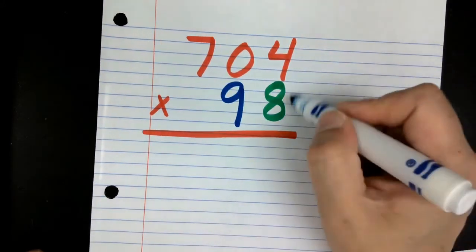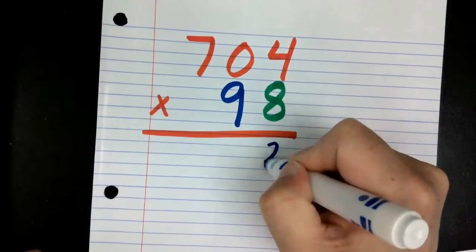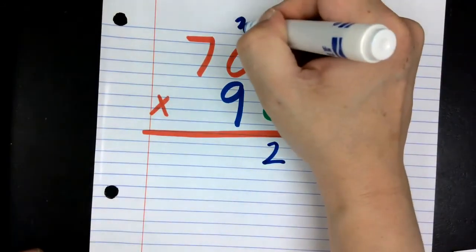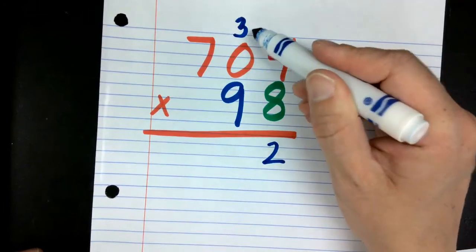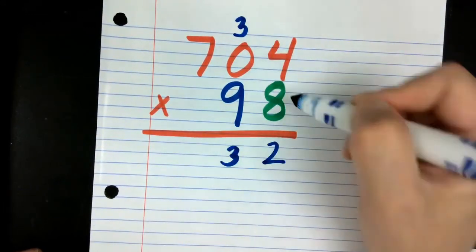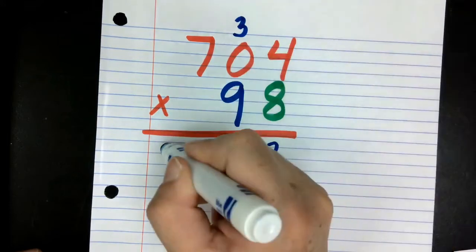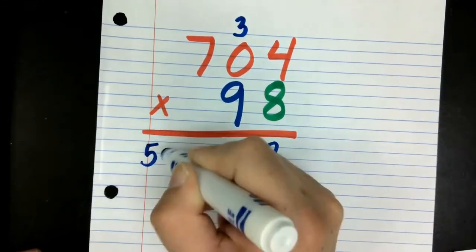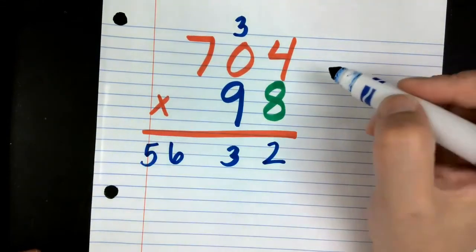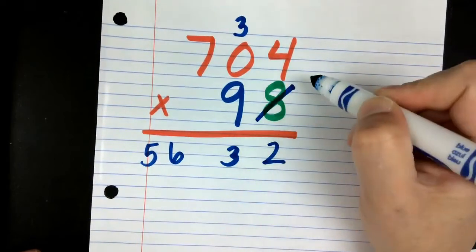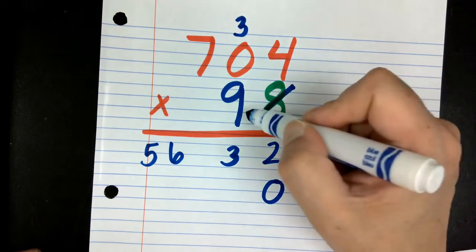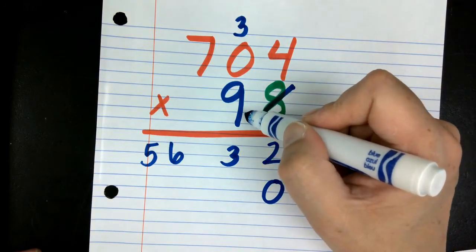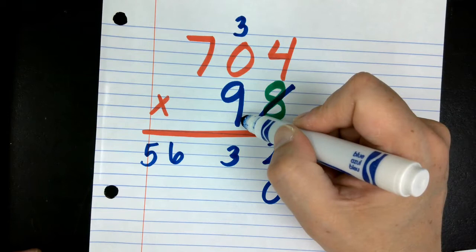So let's do that. 8 times 4 is 32. I'm going to line up the 2 and put the 3 over here to the next place value. 8 times 0 is 0, plus 3 is 3. And 8 times 7 is 56, and I can put that whole number down here. Now I'm finished multiplying by the ones. I'm going to cross out that place value, and I'm going to add a 0 here. And now I'm going to be multiplying by the 9, which is in the tens place value.